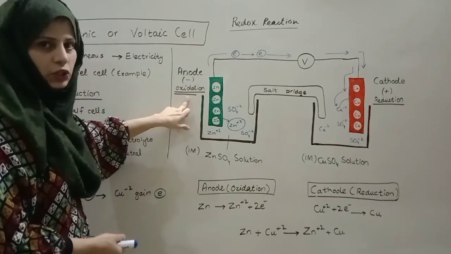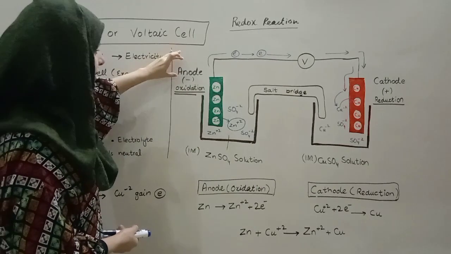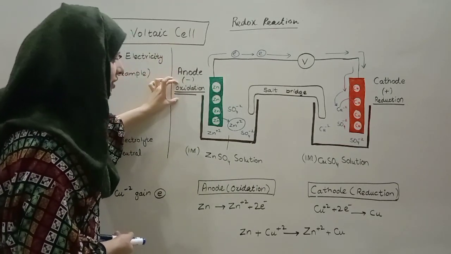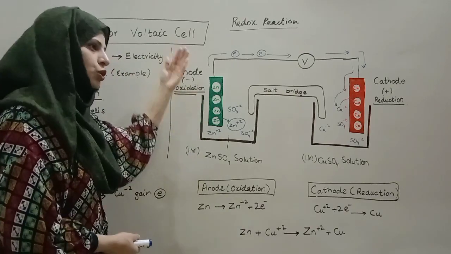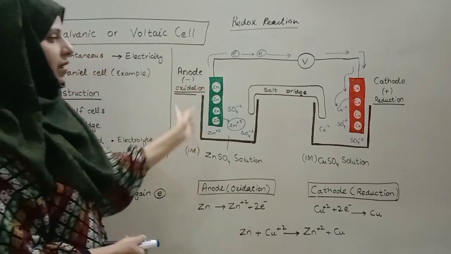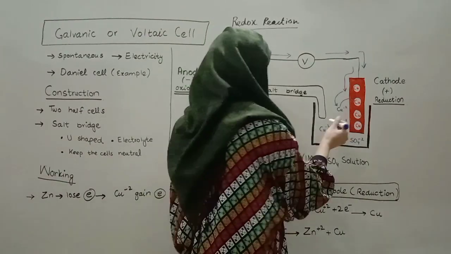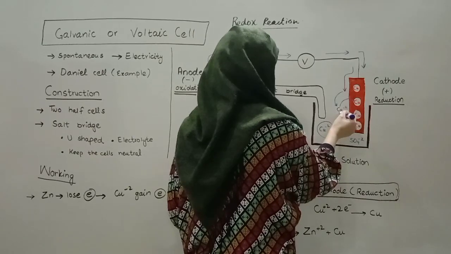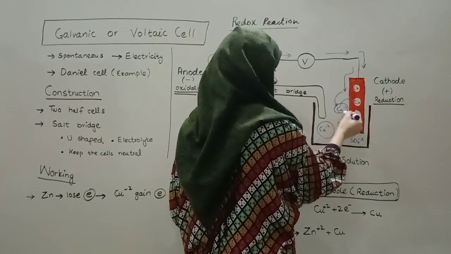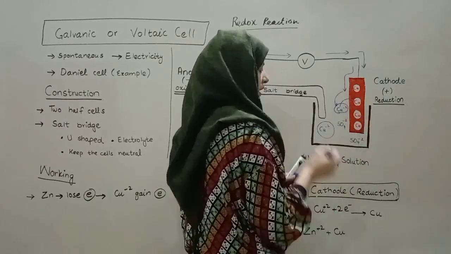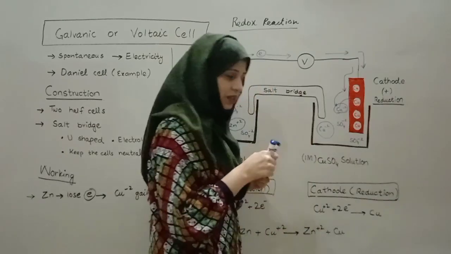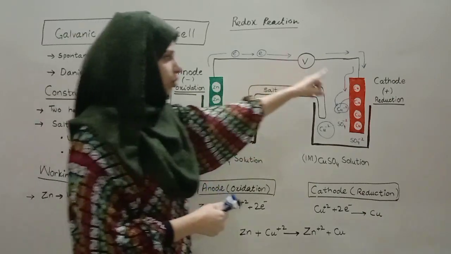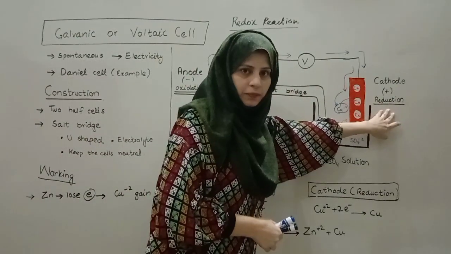When we talk about this part, zinc loses 2 electrons, and loss of electrons is called oxidation. So we can say that at the anode, oxidation takes place because zinc loses 2 electrons. And copper here receives these 2 electrons and becomes copper and is deposited here. As it receives 2 electrons, the gain of electrons is called reduction. So at the cathode, reduction takes place.